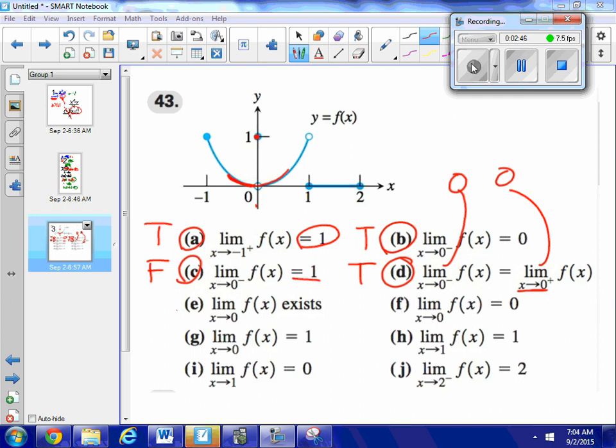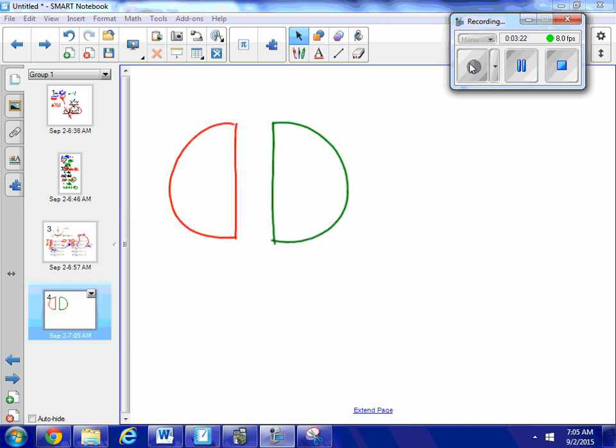Which brings us directly to problem E, which says the limit as x approaches 0 exists. Well, that is a result of what we found in D. If the limit approaching c, or any number, in this case 0, is the same approaching from the negative side as it is approaching from the positive side, if those two are equal, then we can just say, well, we've got a limit. And one of the ways I kind of like to look at that is by thinking about two halves of a pie.